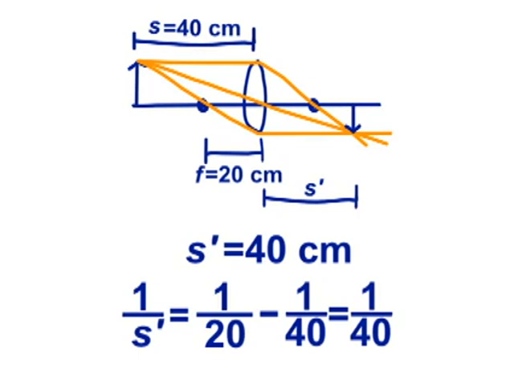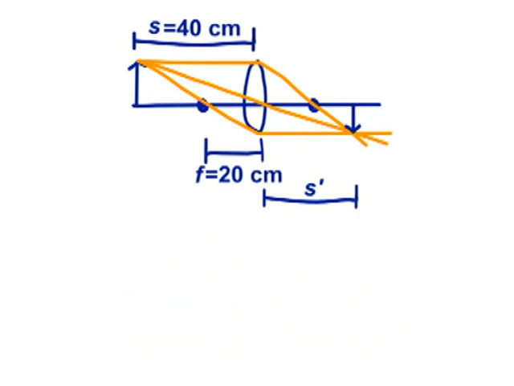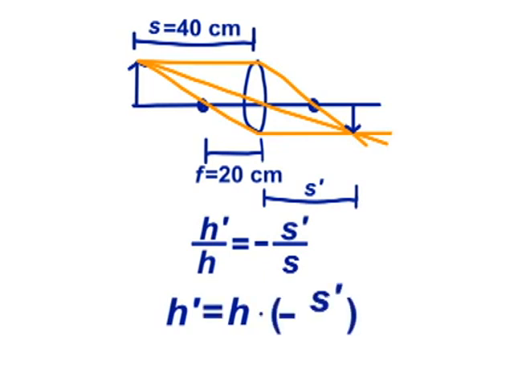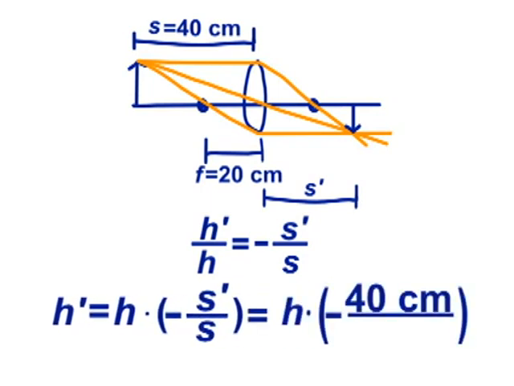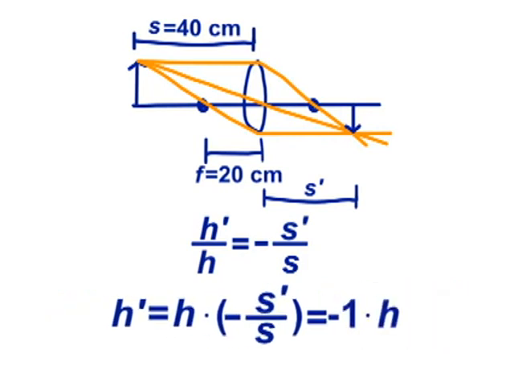I can calculate the image height as well. The image height divided by the object height is equal to negative s prime over s. So h prime, the image height, is equal to h times negative s prime over s. S prime, 40 centimeters, S, 40 centimeters, s prime over s, 1. And so it's negative 1.